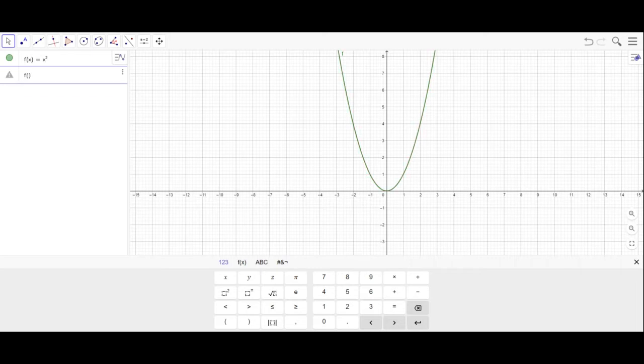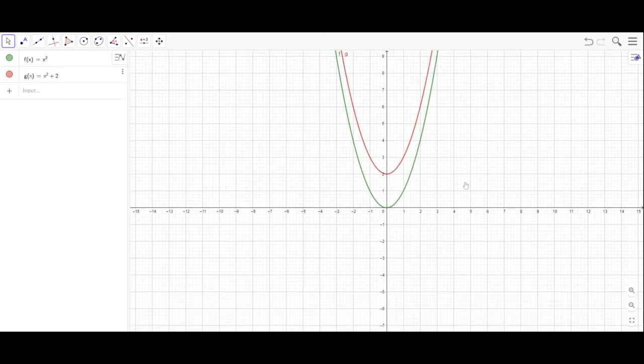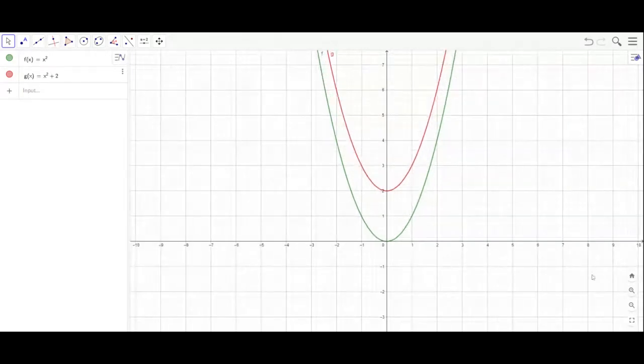Now, let's see what happens. Let's actually change that. It's not the f, let's do a g. So let's see what happens to the function if I add a number. So it's x squared plus 2. See what happened here. Let me zoom in a little bit. So instead of starting at the point 0, 0, like the original function, the red one started where? At 0, 2. It moved up 2 points, right? That's because I added 2.